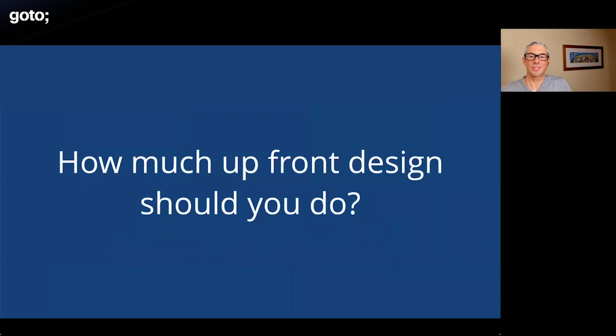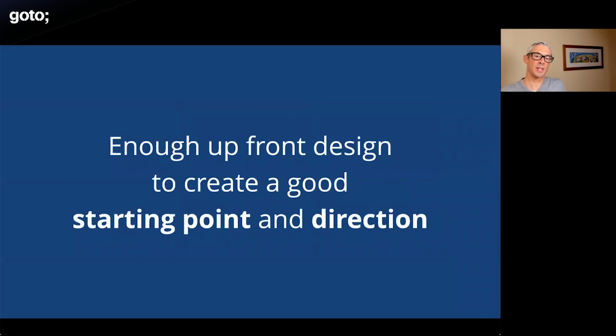To go back to the how much upfront design should we do question, what we're really trying to do here is we're trying to do enough upfront design in order to put that starting point in place and set an initial direction. And I do want to stress that's an initial direction. So I'm quite happy for the set of decisions and the solution to change as we deliver stuff and get feedback and have real users using our software. But any changes we make should be done in a structured and justified manner.